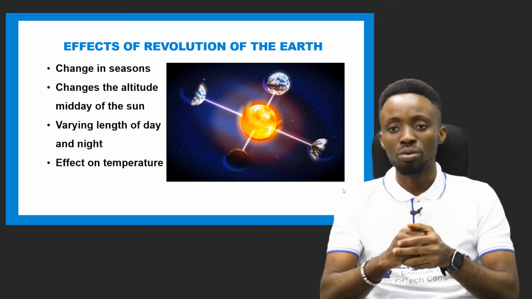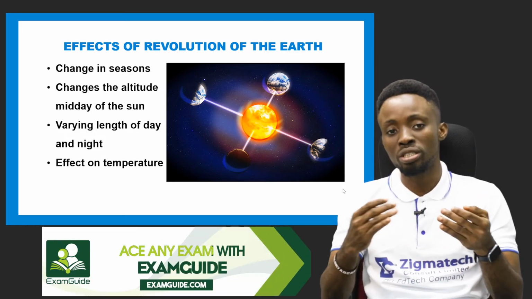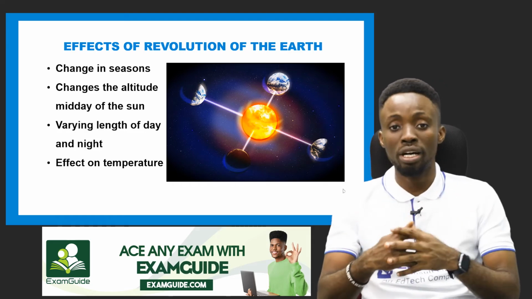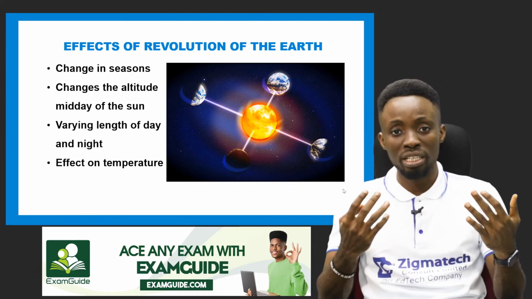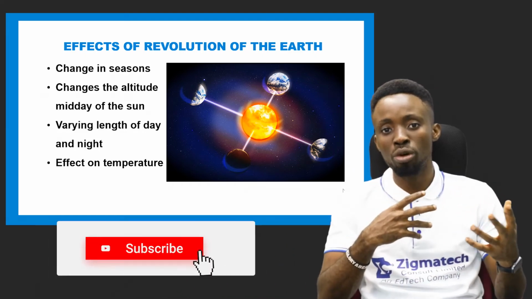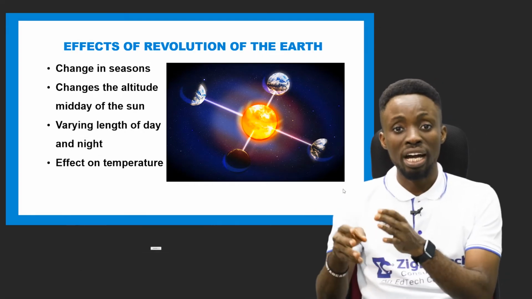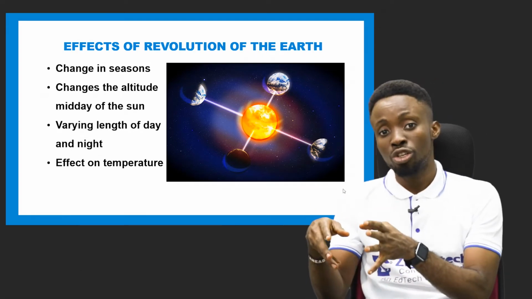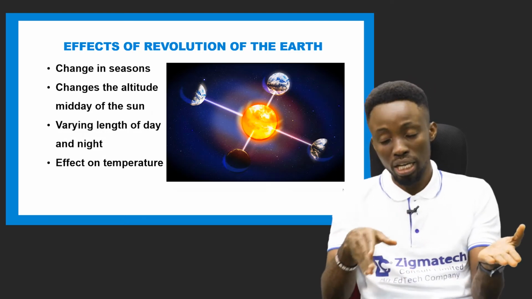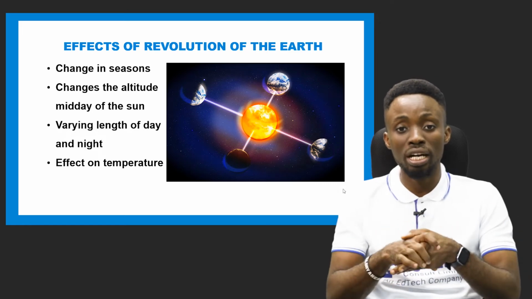Then another effect of revolution is that it causes the length of day and night to vary, especially during summer and winter. During summer in the northern hemisphere, for instance, you will discover that the length of day will be much longer compared to the length of night. And for the southern hemisphere, during that same period, they will have a longer night than day. That is, a shorter day and longer night.